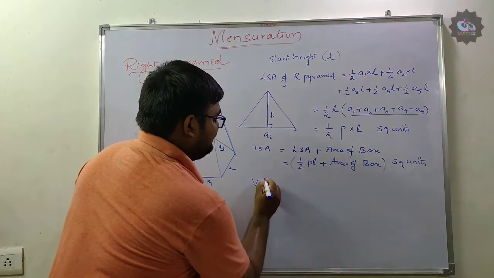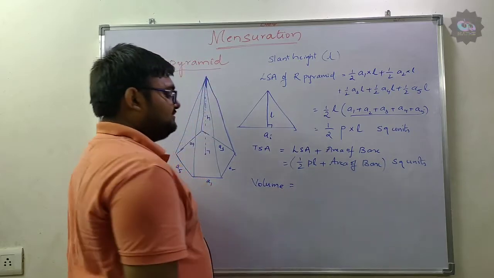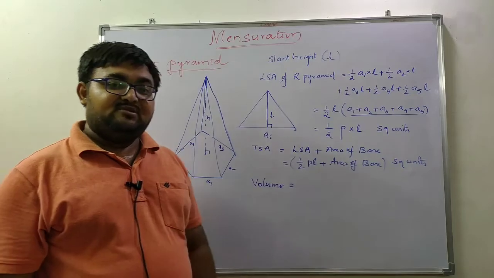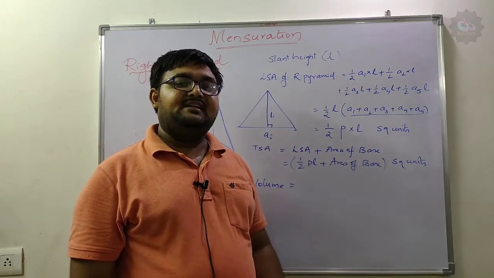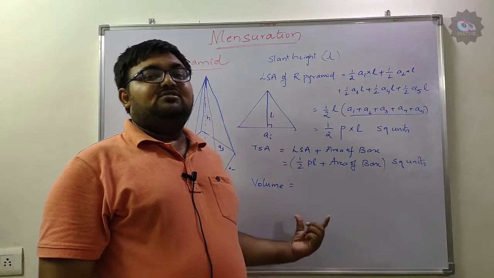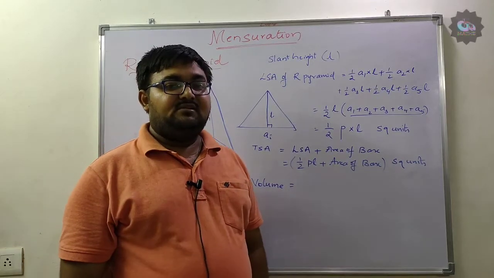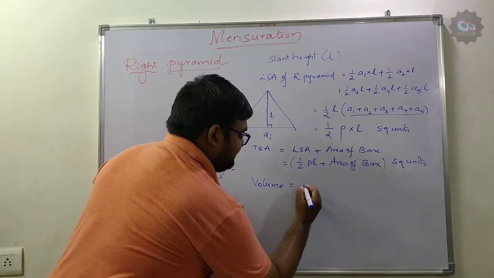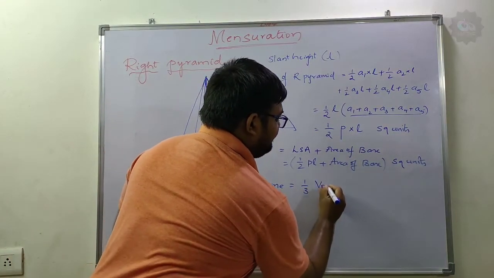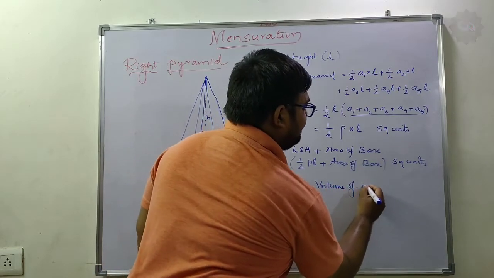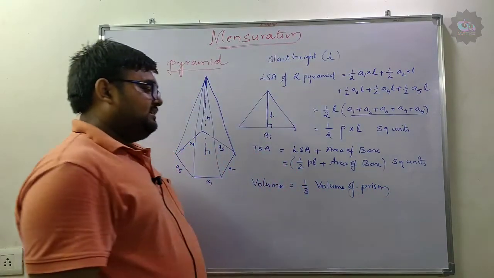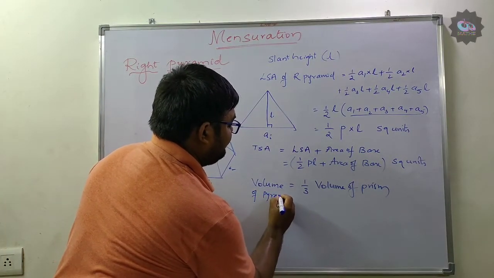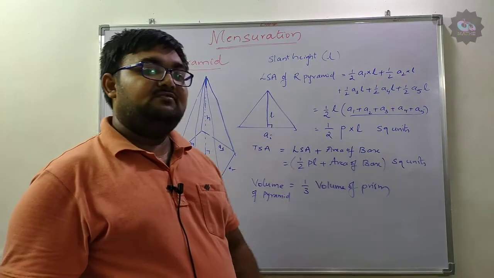Let us find out the volume of a pyramid. To find the volume of a pyramid, there is no particular geometrical approach. Practically, it has been proven that the volume of a pyramid is equal to 1/3 of the volume of a prism. So here this comparison is possible. The volume of a pyramid is equal to 1/3 of the volume of a prism.